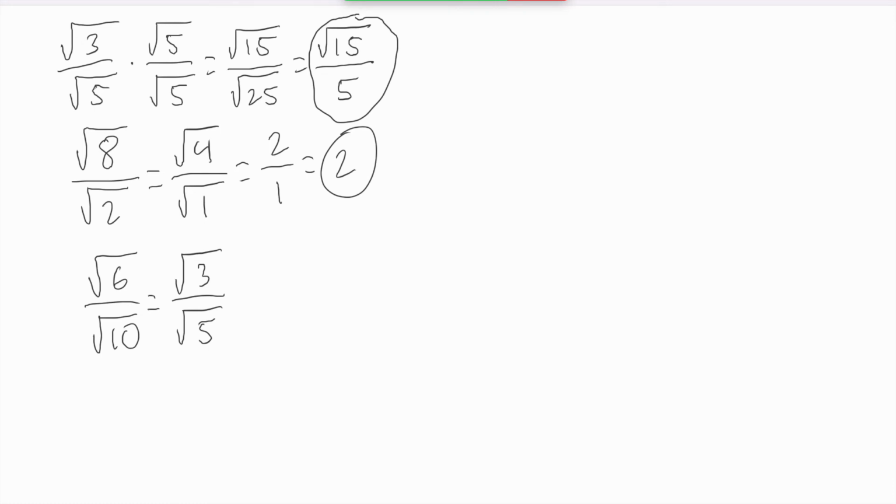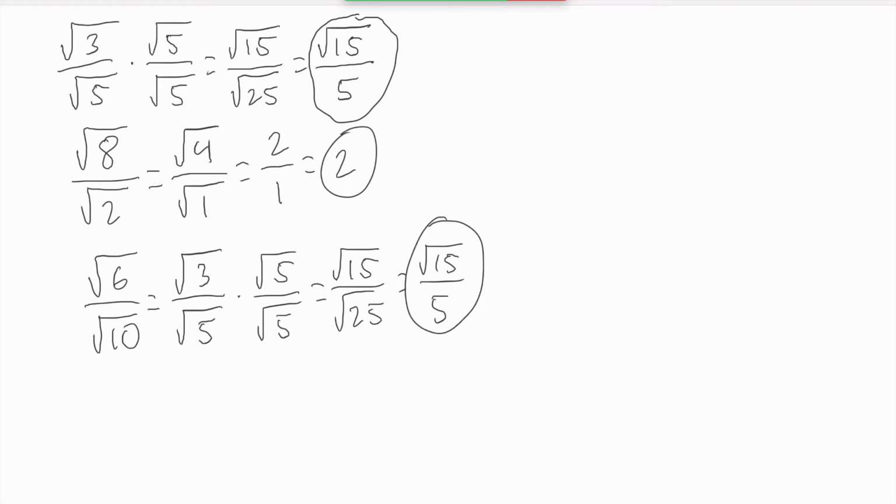And now we've actually got that same case again. So now we're just going to do what we did before. Square root of 5 over the square root of 5, multiply the top and the bottom, and that will give you the square root of 15 over the square root of 25, and so square root of 15 over 5. And again, can't simplify any more than that.